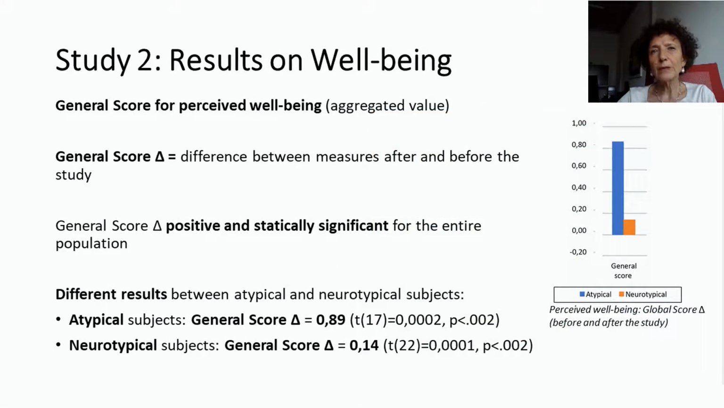Concerning the results on perceived well-being, the QBS tool provides an aggregated measure called general score. The analysis of the difference delta between the values of the general score after and before the study shows a modest but significant increment for the entire population. Still, there are some differences between atypical and typical children. Atypical subjects manifested a significantly higher increase of their general well-being after the experience in the magic room, while the positive effect was less strong in neurotypical children.